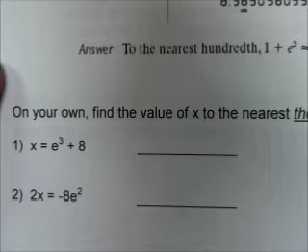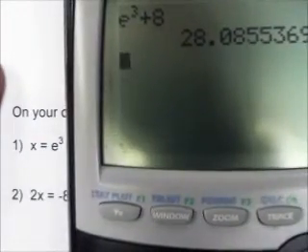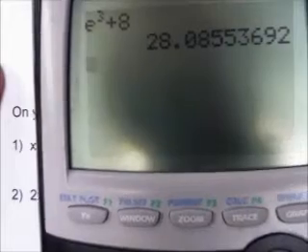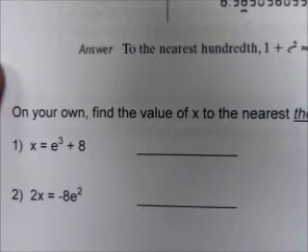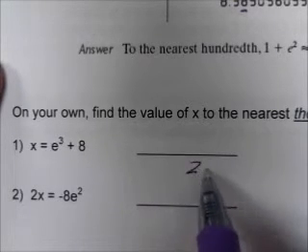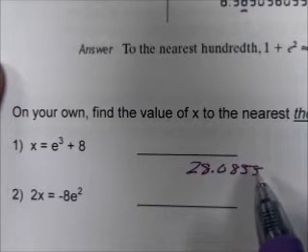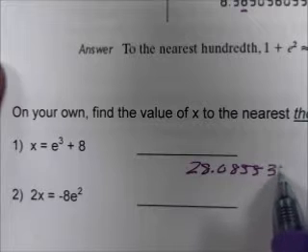Second, e to the x, 3, make sure you arrow out of the exponent, plus 8. Enter. And the decimal is 28.08553692. I'll write out the whole decimal beneath the line and then I'll round it. 28.08553692.